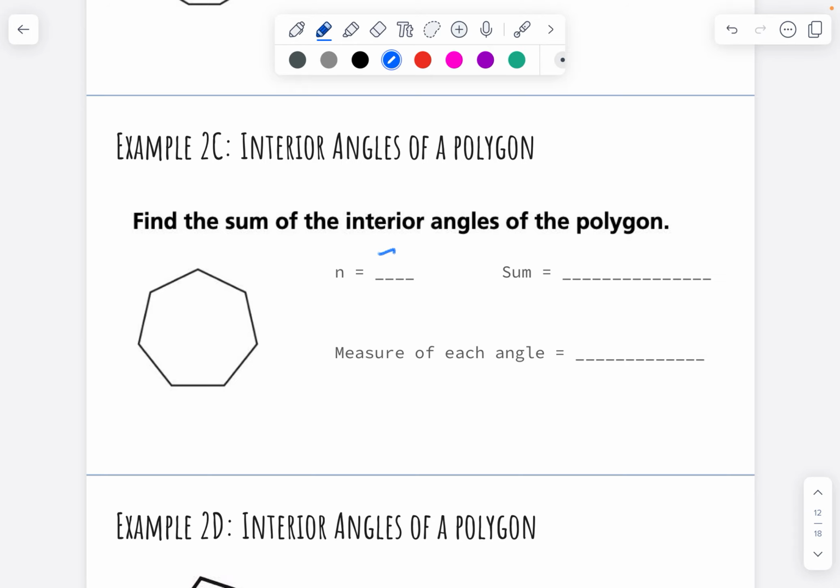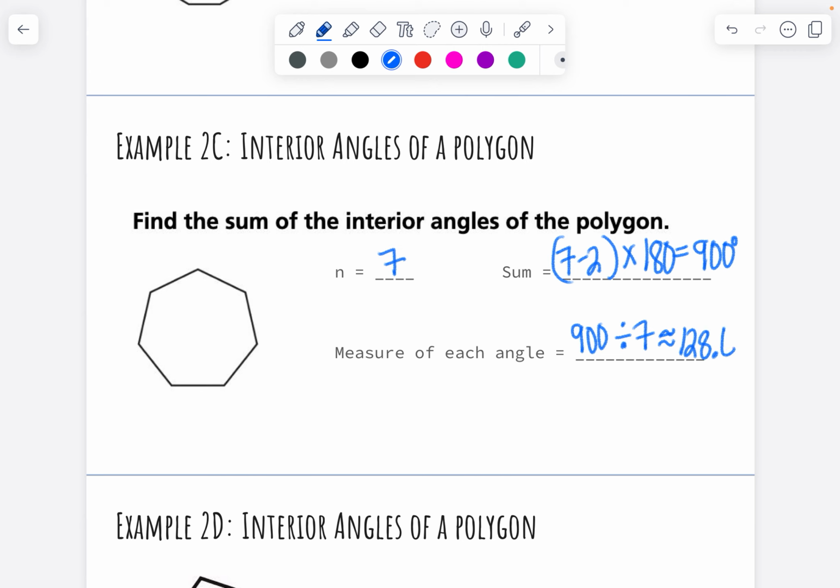This next one has 7 sides. So 7 minus 2 times 180 gives us 900 degrees. And if I did 900 divided by the number of sides, which is 7, I would get approximately 128.6 degrees.